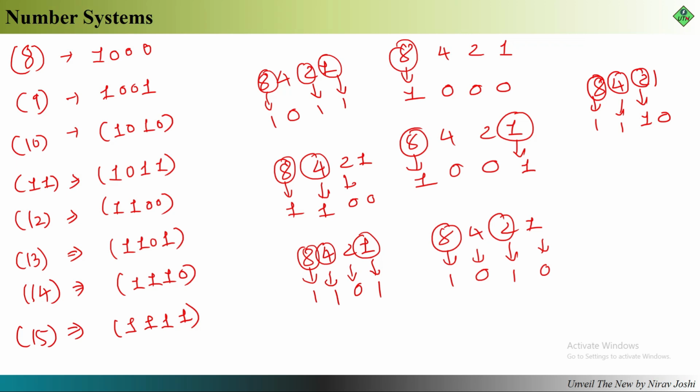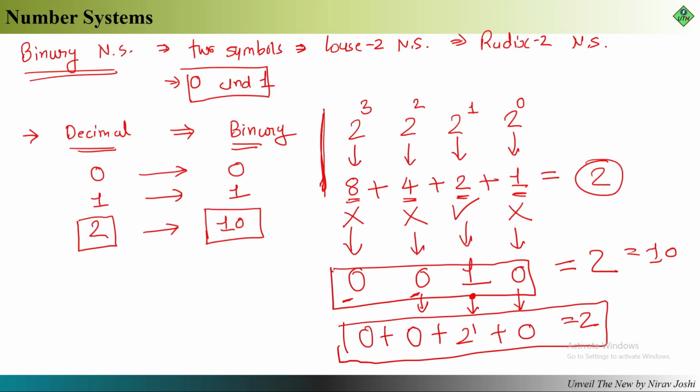But what about 16? Right? That is the question that students always ask. Sir, what about 16? So if you are following me, if you are seeing this video thoroughly, you might have seen that we have taken till the power of 3. So till the power of 3, it will give you 8. So 8, 4, 2, 1. Now 8 plus 4 plus 2 plus 1 will always give you 15.